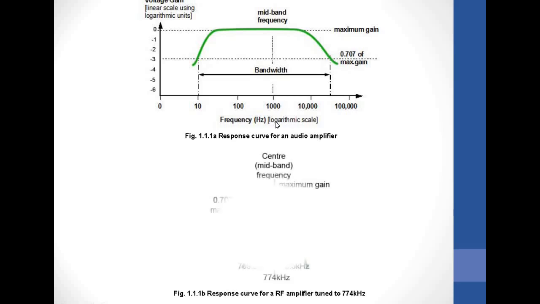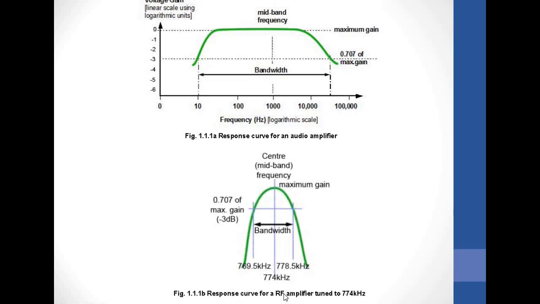We can also talk about the bandwidth of an RF amplifier. This is 774 kilohertz being the center frequency, and those range of frequencies being amplified. So it actually means that this particular amplifier cannot amplify these frequencies, whilst this amplifier cannot also amplify frequencies given by this response curve. So each amplifier has got a particular response curve which depends on the characteristic of that amplifier.